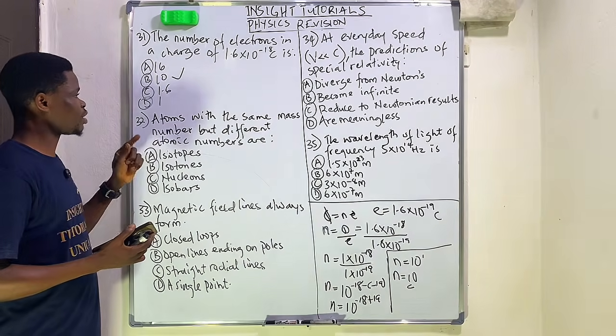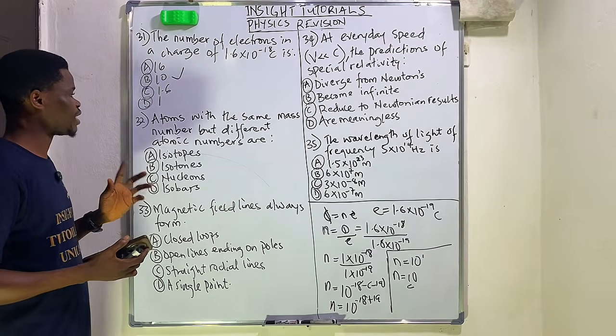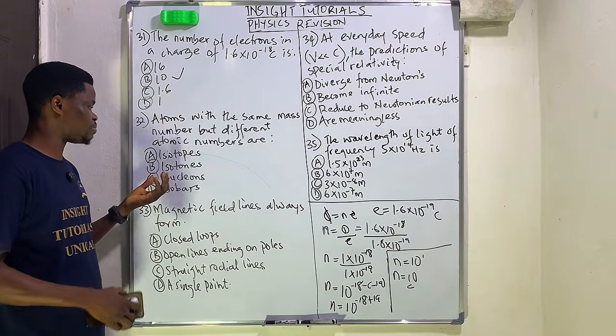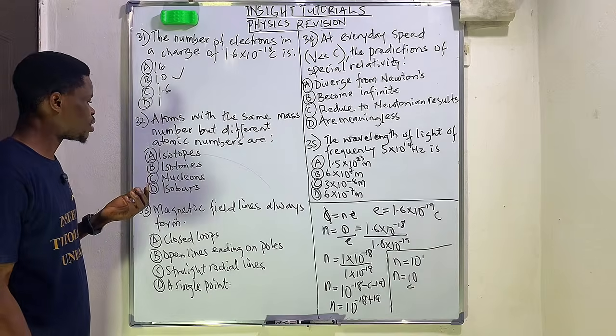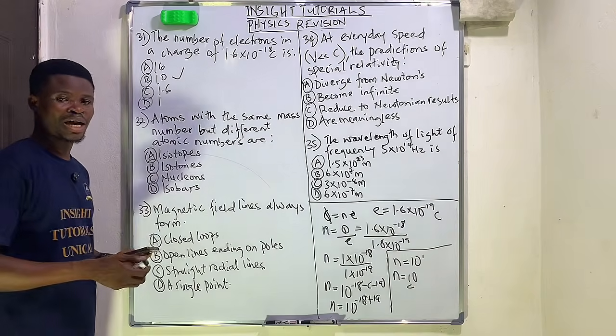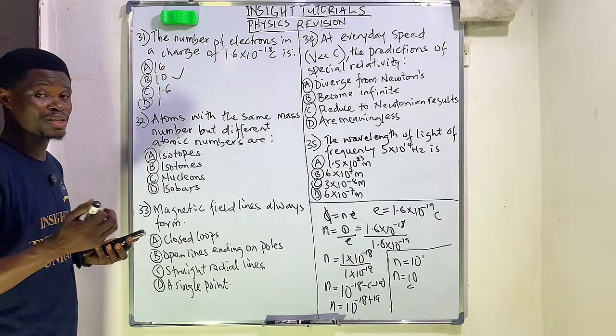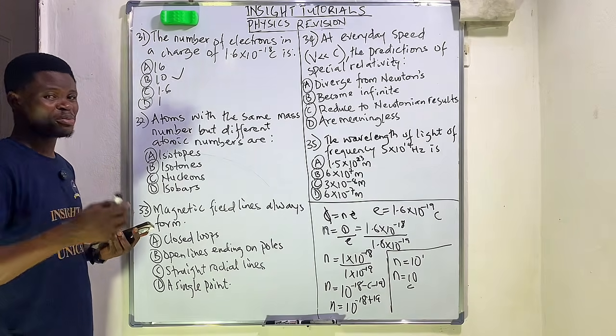All right. Atoms with the same mass number but different atomic number are: A says isotope, B says isotone, C says nucleon, and D says isobars. What do you think is the answer? Do drop it in the comment section.